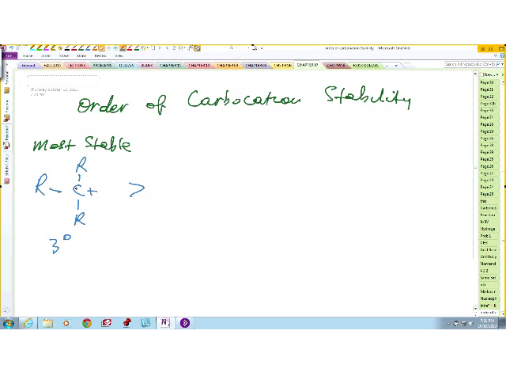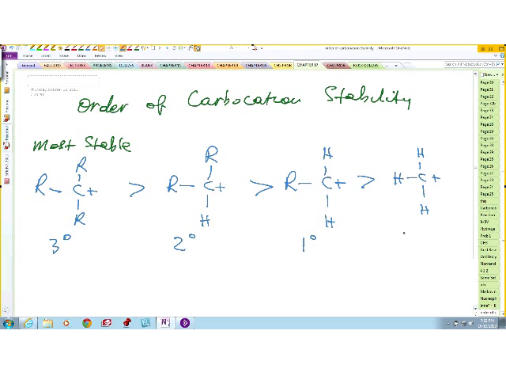Keep in mind, this R here means that we have carbon attached to this carbon here. Carbon attached to this carbon. Carbon attached to this carbon. That is secondary carbocation. And the secondary carbocation is more stable than the primary carbocation. And the least stable of all the carbocations is the methyl carbocation. Okay? That is the order of stability of carbocation. And we can use this to determine the outcome of chemical reactions.